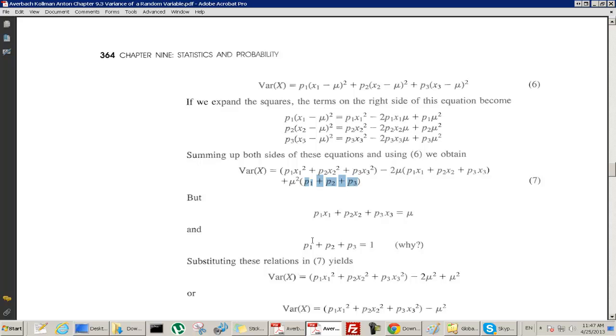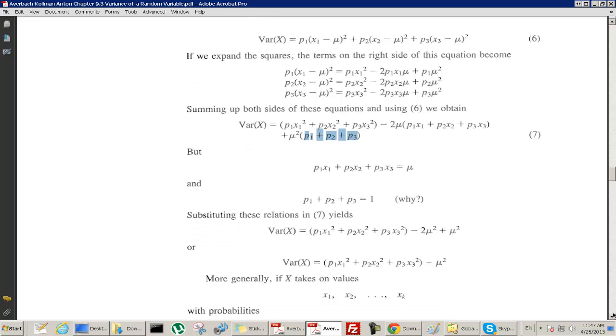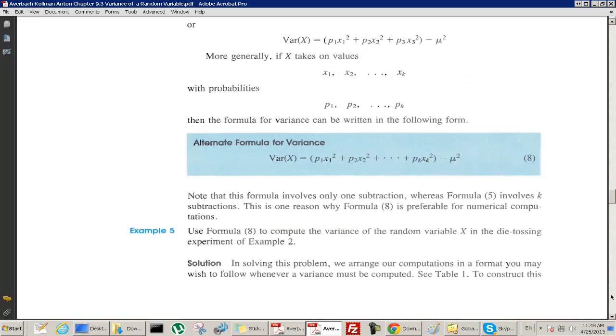So then substituting these things in there, we get 2 mu plus mu squared. So we can say it like this. So we can say this might be just easier to compute than doing it this way. But you could do it this way, or apparently you can also do it this way, and this might be easier. More generally, if x takes on the values x1, x2, up to xk, then of course you're going to get this all the way up to xk there. And so this is an alternative formula for the variance.